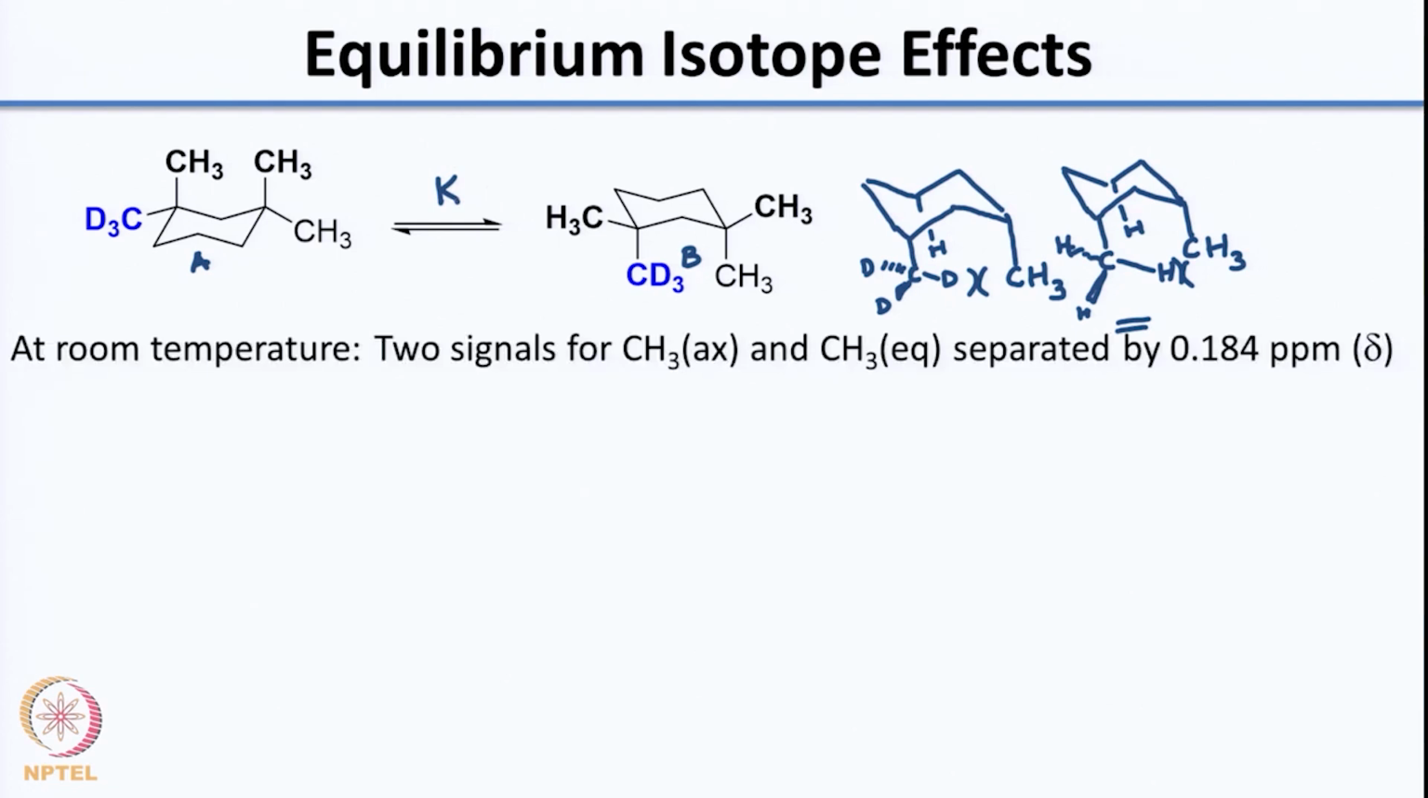So, what you see here is that at room temperature you get two signals for the CH3 axial and CH3 equatorial, because now you have a slight preference for one of these geometries, and the value that it is shifted by is actually very small, 0.184 ppm. So, the value is pretty small, but because of the small perturbation in equilibrium you see at least a small difference between the axial and equatorial methyl groups.